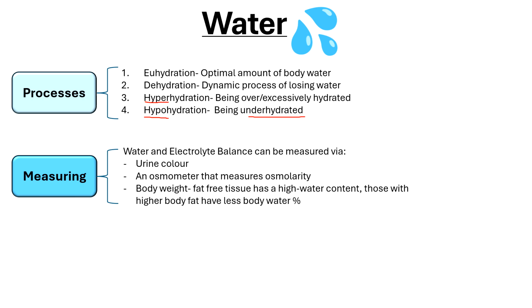Remember that hyper means too much, and underhydration, which is hypo, means too little. Then we have the different ways to measure the electrolyte balance. So there's the color of urine. When your urine is more yellow, let's say, you are less hydrated than when it's more transparent.